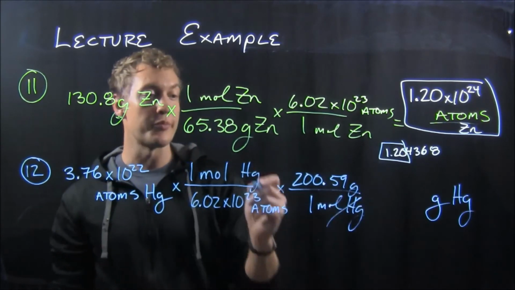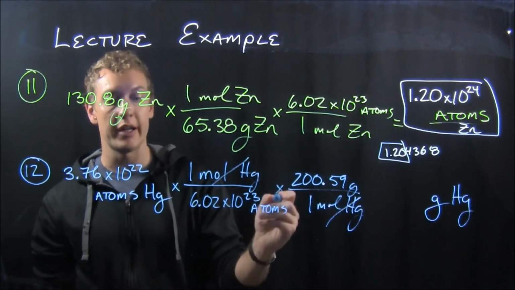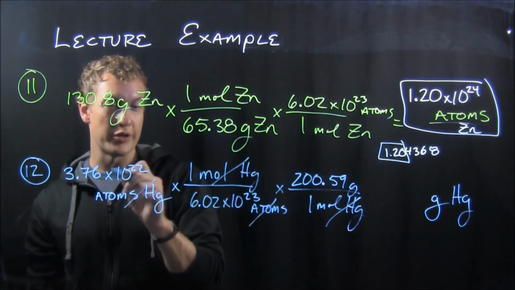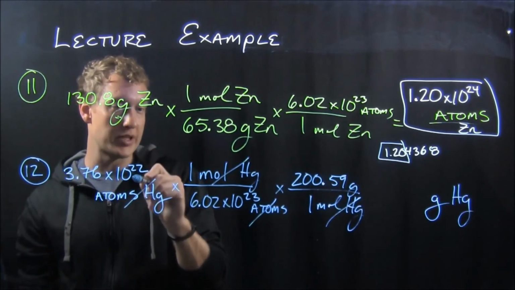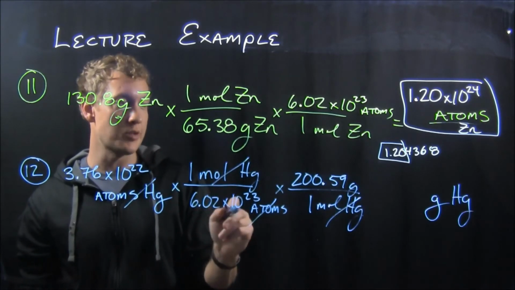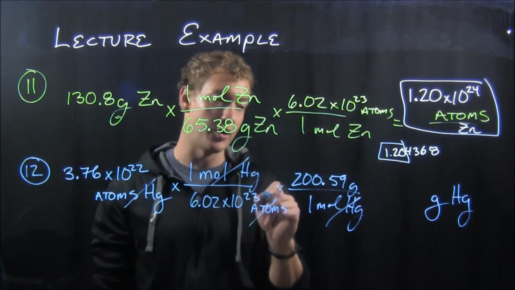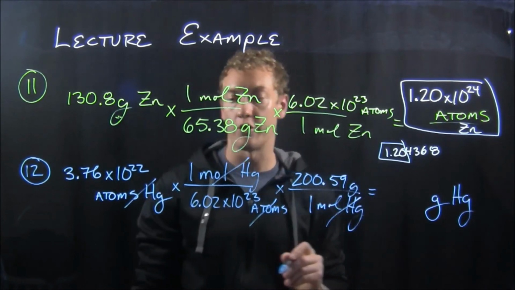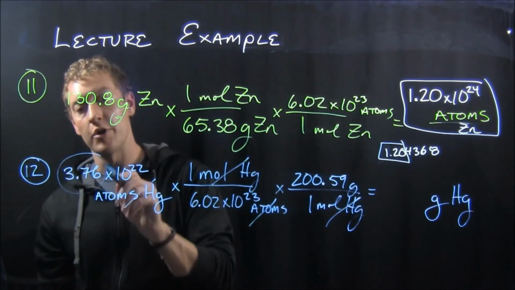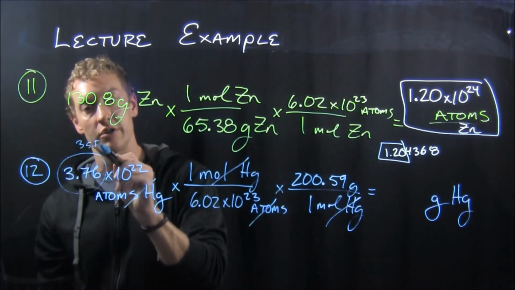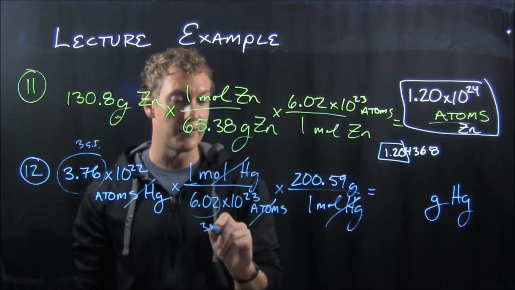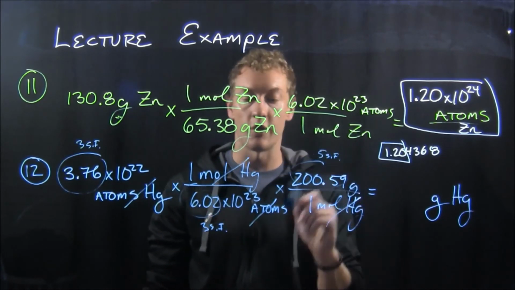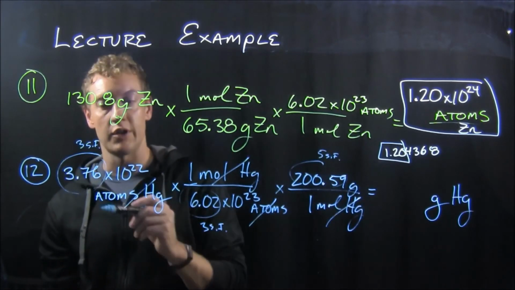So that means moles of mercury will divide away, atoms of mercury will divide away. So we've got 3.7, let's call that 4. So 4 times 10 to the 22nd divided by 6.02 times 10 to the 23rd times 200.59 equals our grams of mercury. This number has 3 significant figures. This number, 3 significant figures. This number has 5 significant figures. So our answer will only keep 3 significant figures.